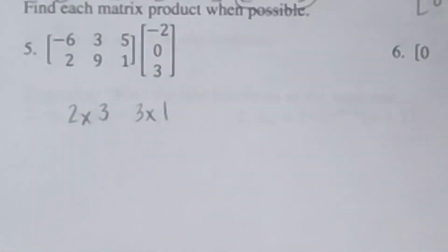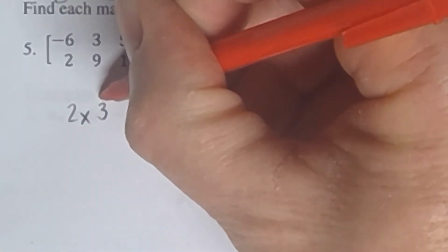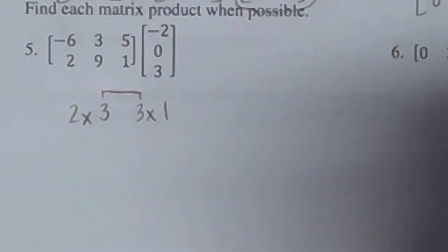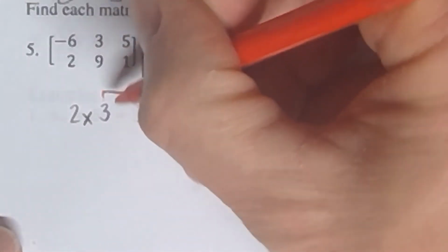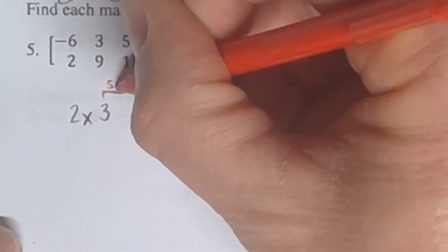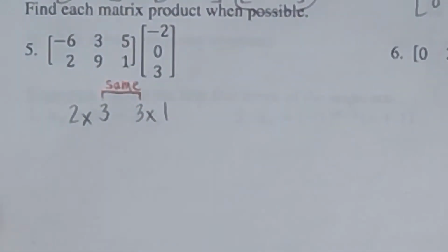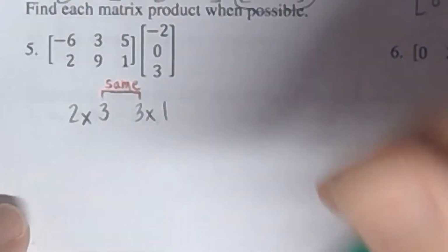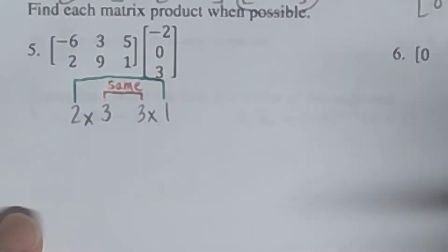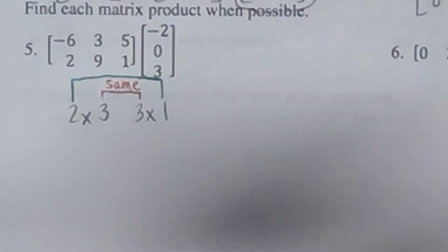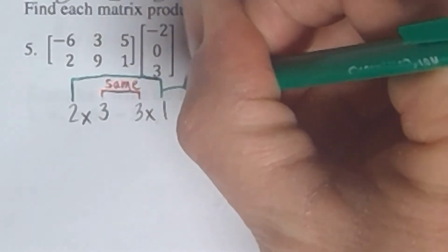Okay, so the question is, are the 2 middle numbers the same? Yes, they are. Since they are the same, you are allowed to multiply these together, but only if the 2 middle numbers are the same. If they are the same, then your answer will be determined by the 2 outside numbers. Again, order is so important in these problems.